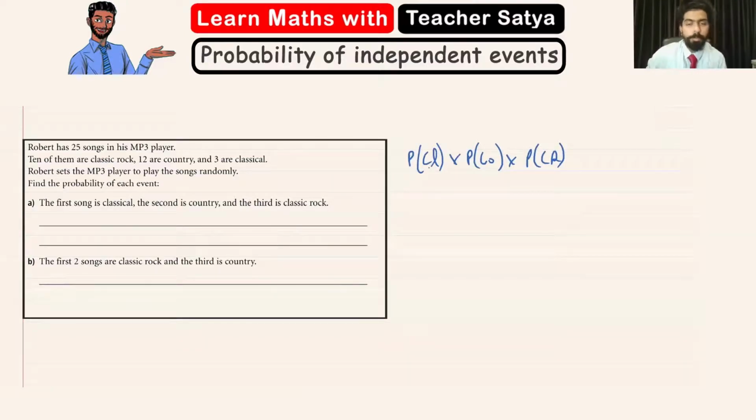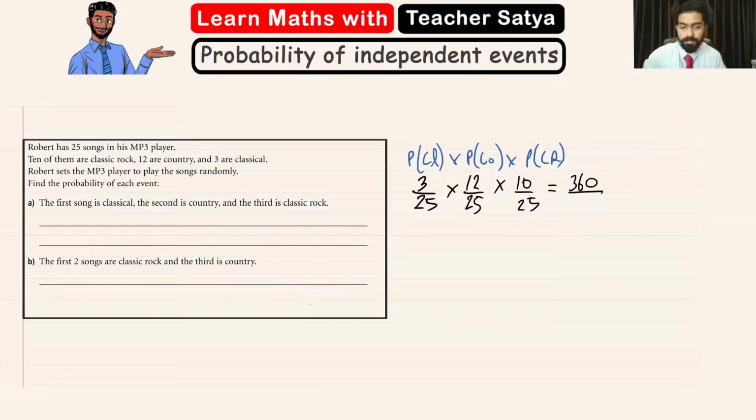First of all, the probability of getting a classical would be 3 over 25, right, guys? Because for classical, there are 3 songs in this MP3 player. Now, getting a country, if you take a look at the question, we have 12 possible outcomes. So it'll be 12 over 25, multiplied by getting a classic rock, which is 10 over 25, right, guys? Now if we multiply all of that, we get 3 times 12 is 36, 36 times 10 is 360, over 25 times 25 times 25.